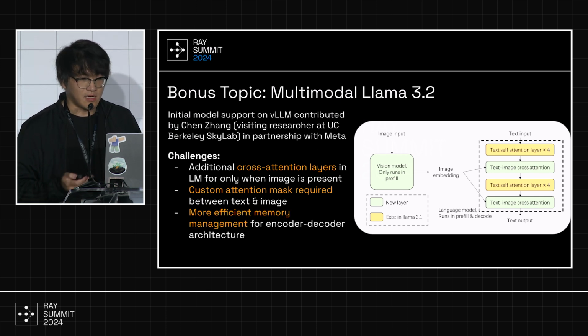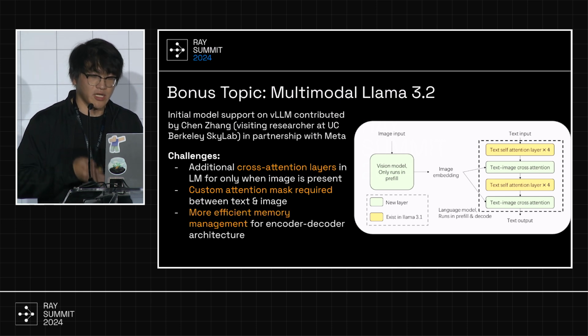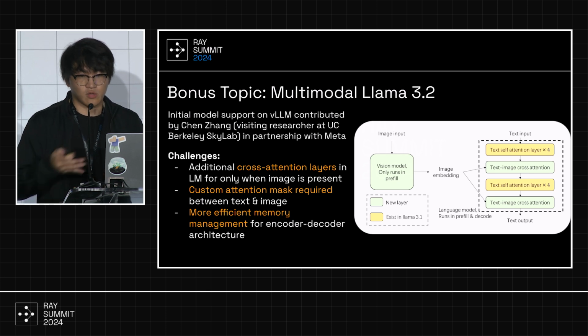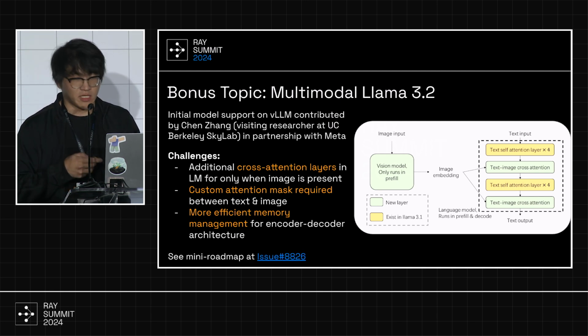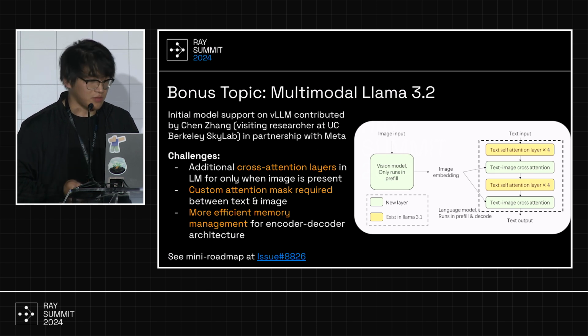And finally, since this is a cross-attention layer, there will be encoder and decoder block tables. So we have to come up with a way to more efficiently manage the memory for this architecture, which Kuntai mentioned in the roadmap in the last talk. And there's a mini roadmap for this model in particular. Please see the issue AA26. And next, I'll talk about the roadmaps.